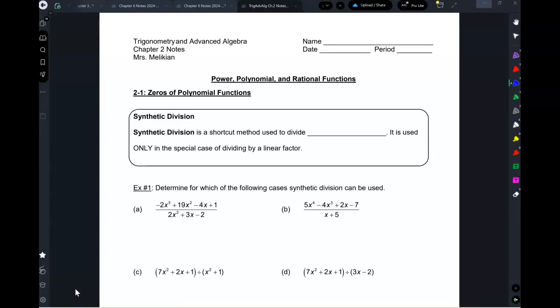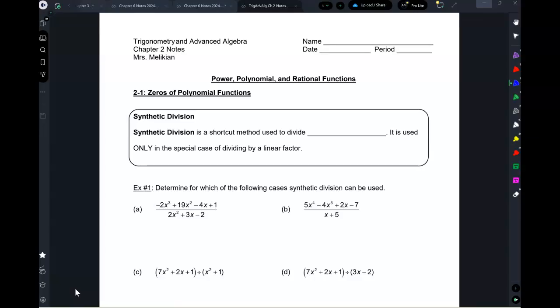So we might as well start chapter 2. The trig part is over. We are now going back. We're going to start with chapter 2, like I said. Okay, so let's get to it. The first thing we're going to do in chapter 2 is what we call synthetic division.